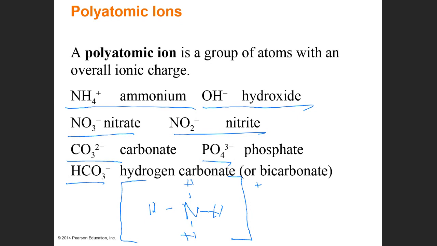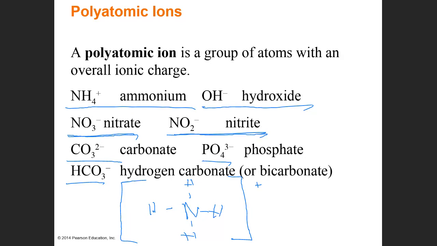Hydroxide is another example of a polyatomic ion. It's made from hydrogen and an oxygen atom bonded together. But then we give that molecule, a group of atoms, a single electron, and it becomes a negatively charged polyatomic ion. Okay. Nitrate and nitrite. So nitrate is an ion made from 3 oxygens and 1 nitrogen, has a -1 charge.